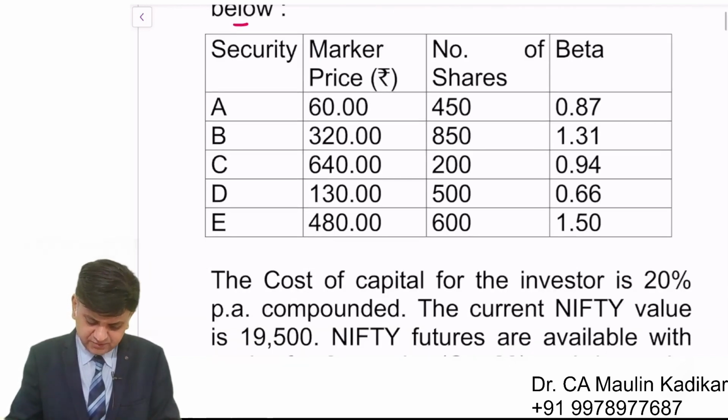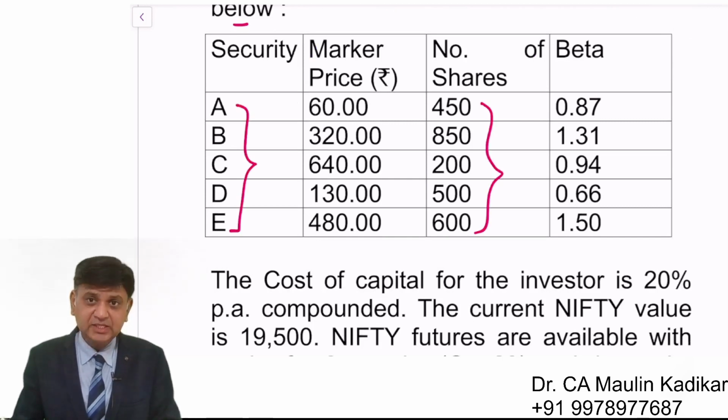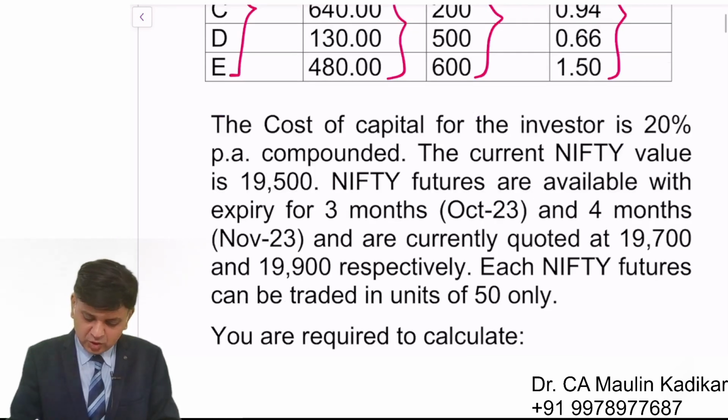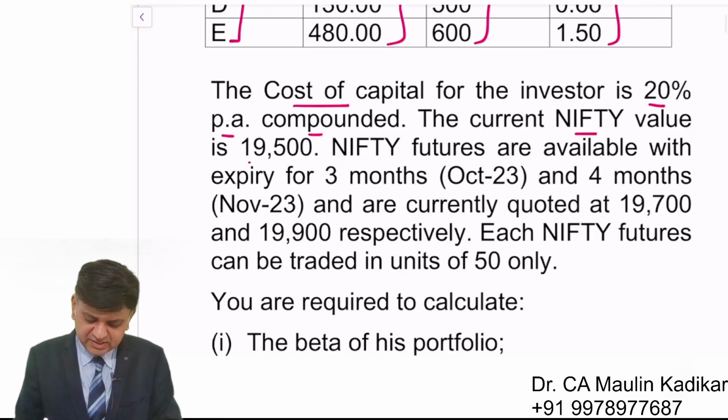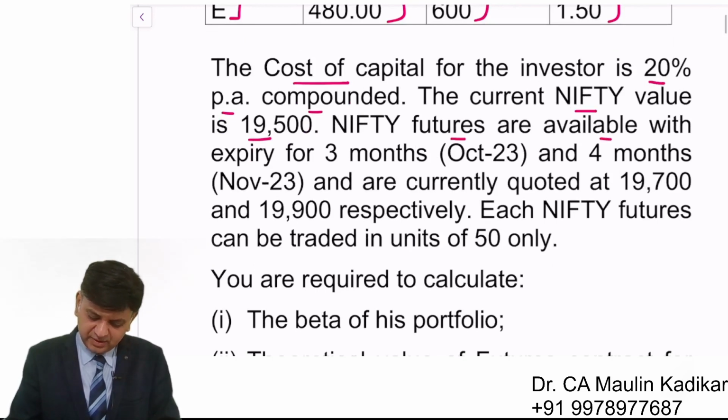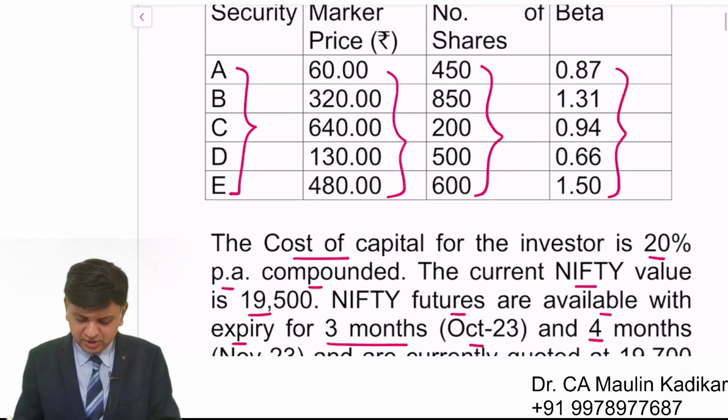been provided to us. Security A to security E, the number of shares that the investor is holding, its market price, and its respective beta is given to us. Cost of capital of the investor is 20% per annum compounded. The current NIFTY value is 19,500. NIFTY futures are available with expiry for 3 months, that is October 2023, and 4 months, that is November 2023.